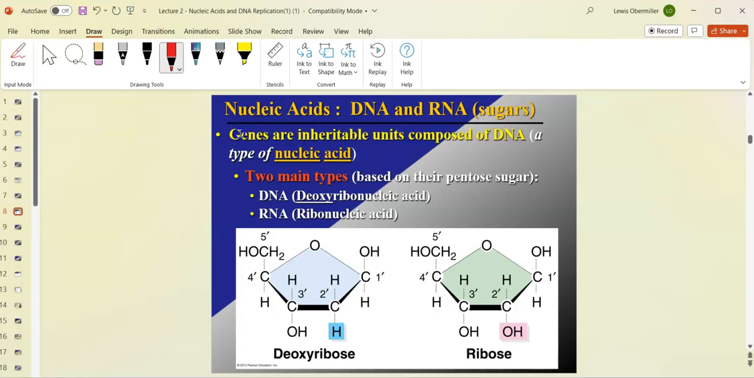Genes are the heritable units, and they're composed of stretches of DNA, and we're going to talk about genes. DNA is a type of nucleic acid. It's deoxy.